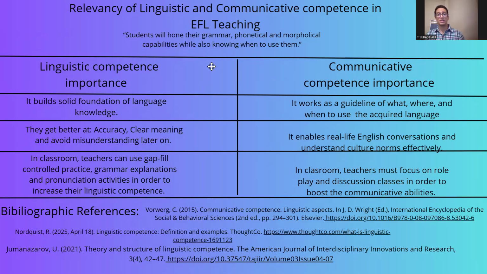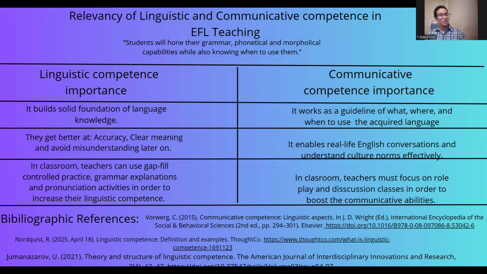This is important because it works as a guideline, tells us what, where, and when to use the language. That's why we need to focus on role play and discussion classes so that they can be able to use this in real life English conversations. So this is important at least.